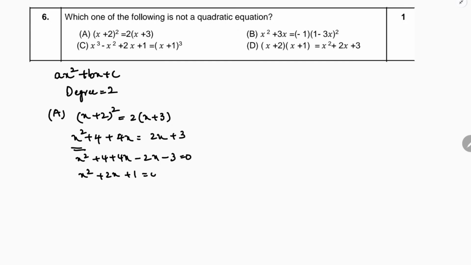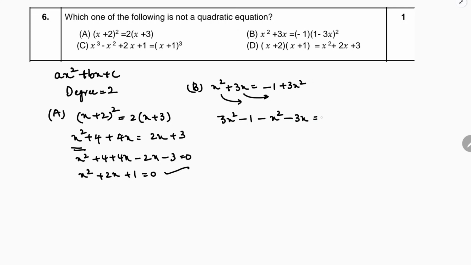X square plus 2x plus 1, it is a quadratic. If we check option B, x square plus 3x equals minus 1 plus 3x square. If we transpose both values towards the right side, 3x square minus 1 minus x square minus 3x equals 0. 3x square minus x square is 2x square, minus 3x minus 1. It is also a quadratic equation.